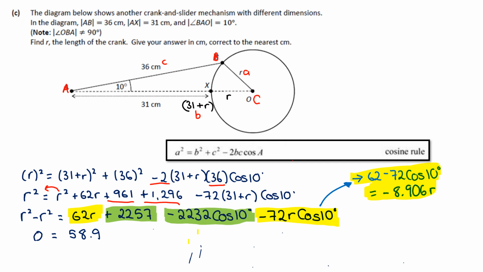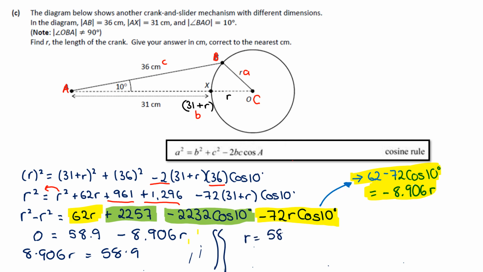So what we actually get is minus 8.906 OR. So bringing that across the equals, 8.906 OR equals 58.9. And working that out, OR is equal to 58.9 divided by 8.906. And that works out about 6.62, but they want this correct to the nearest centimetre. So that means, therefore, OR is equal to 7 centimeters.